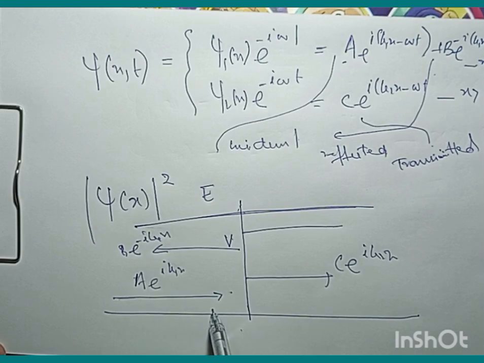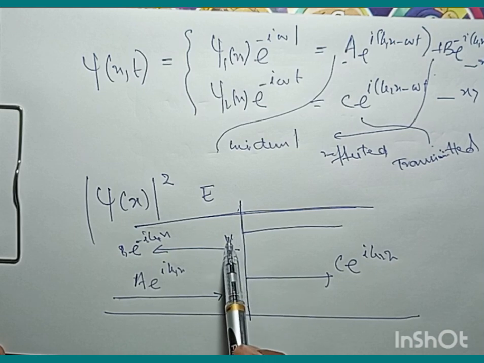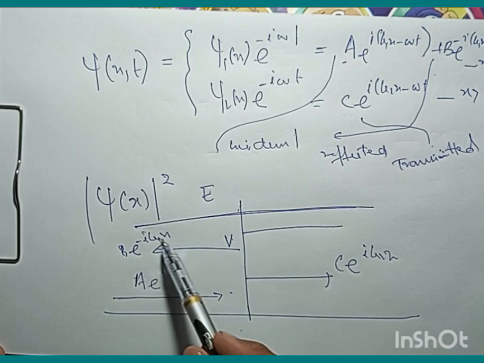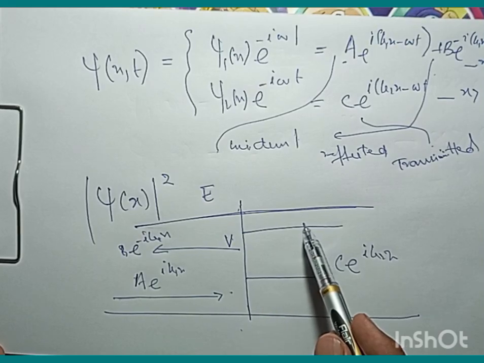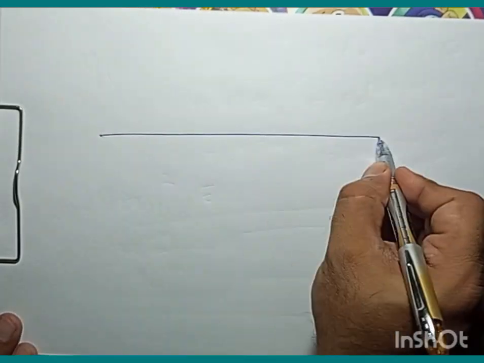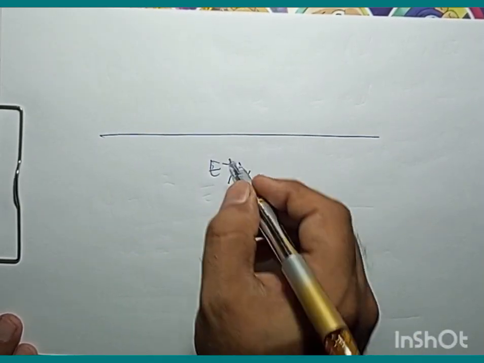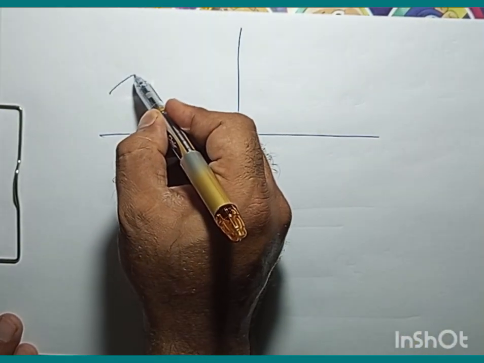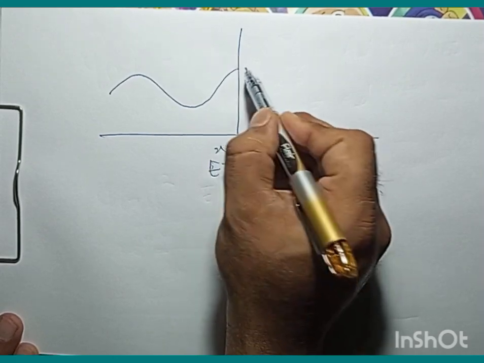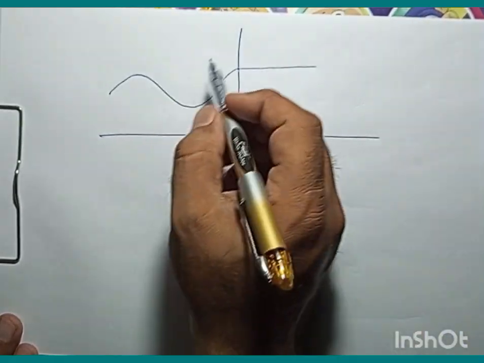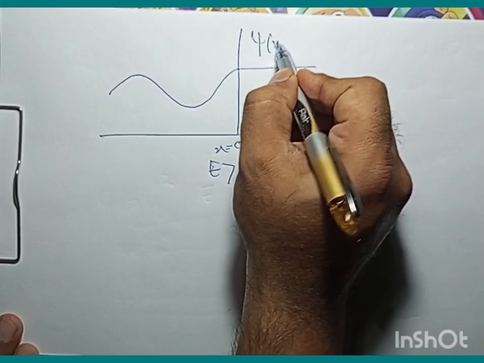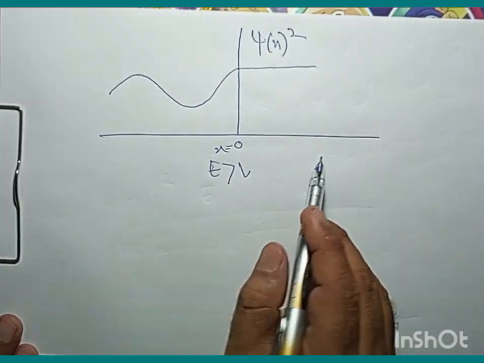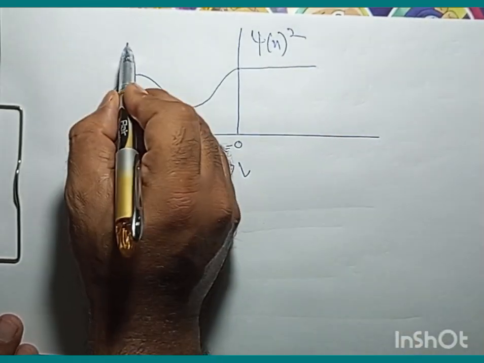So this is the situation for the wave function of these particles, and we can write down the probability density for the particles in this region, and the probability density for these particles in this region. If we try to plot that, we have a situation like this. E is greater than V, and we have the point 0 here, x equal to 0. We have a wave, and there is the transmission. So this is our probability density, psi of x whole square, for the particles that have energy greater than that of V.